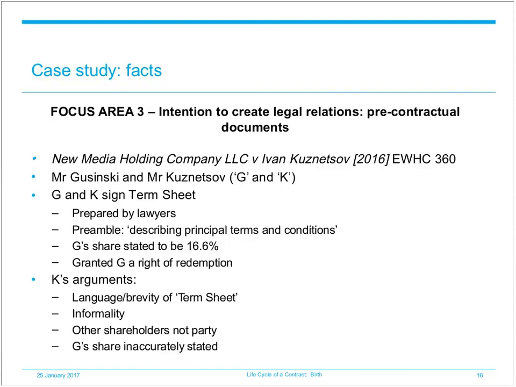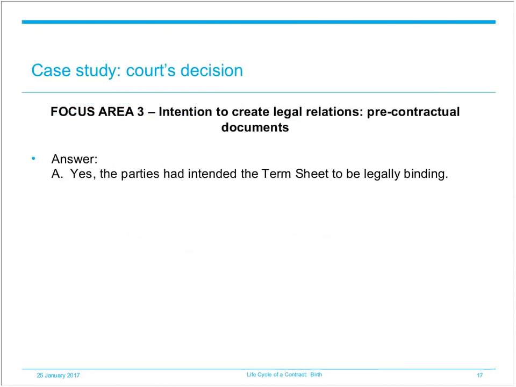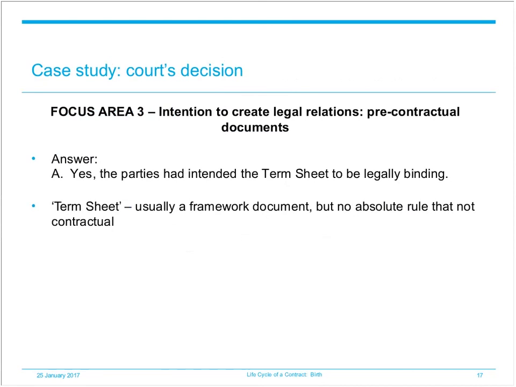Well, the court accepted that there were some factors which pointed against an intention to create legal relations, but the court in fact concluded that the parties had intended the term sheet to be legally binding. 60% of you came to the same conclusion as the court. So why did the court and you decide this?